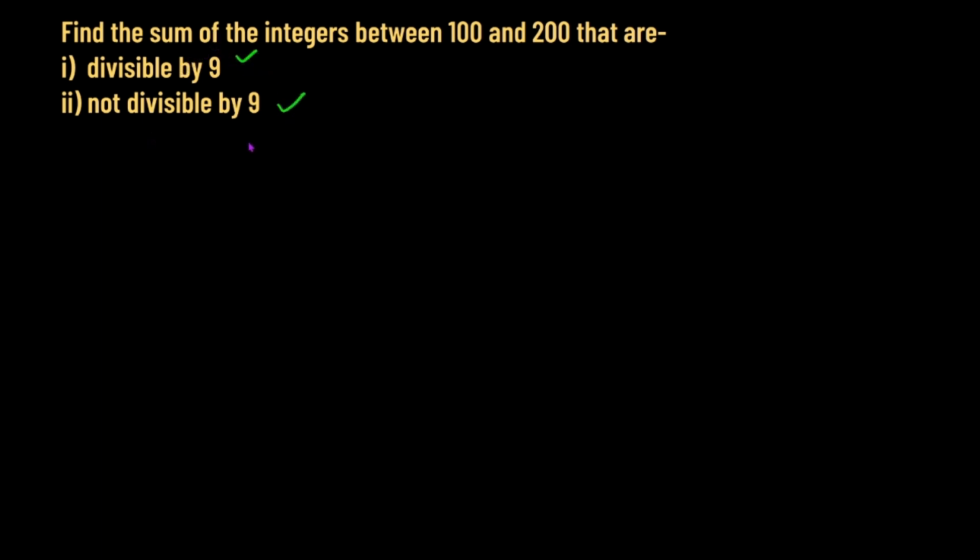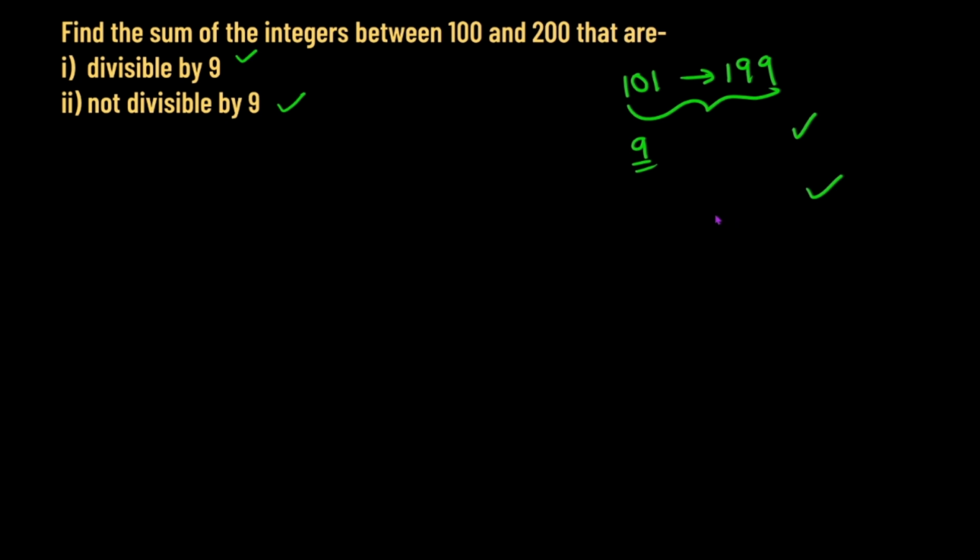What are the numbers we have between 100 and 200? It is the numbers starting from 101 to 199, right? So all these numbers are between 100 and 200. In these numbers we need to separate those which are divisible by 9 and find the sum of them. Then we find the sum of all the numbers and subtract the ones divisible by 9, and we will get the sum of those not divisible by 9. This is how we will solve this problem.